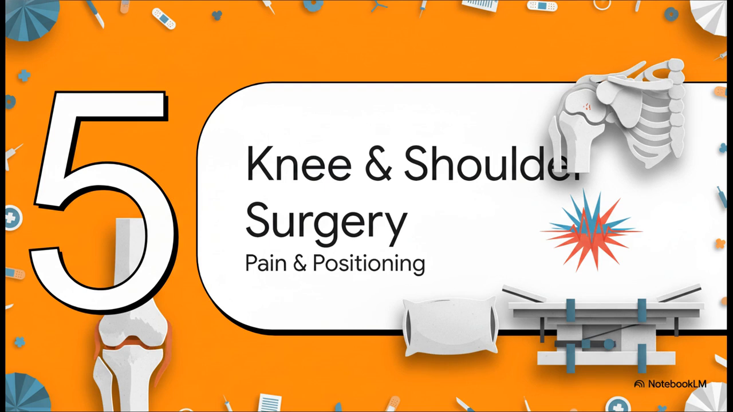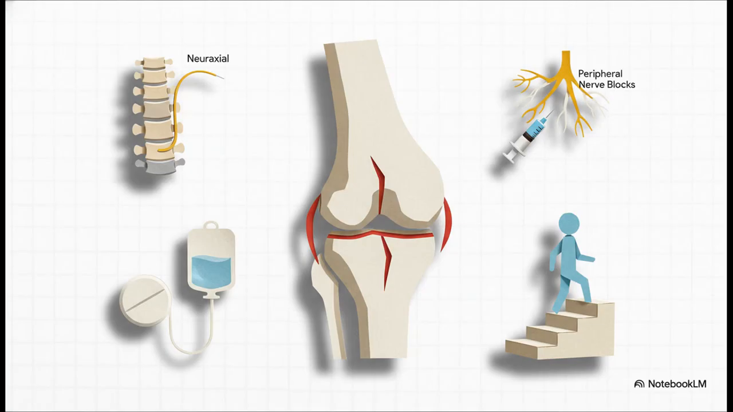All right, let's move on from the hip and discuss two other major joints, the knee and the shoulder. Each one presents its own unique set of challenges, particularly when it comes to postoperative pain management and patient positioning. The absolutely crucial point for a total knee arthroplasty, or TKA, is pain. These procedures are notoriously more painful than hip replacements. Because of that, our primary goal is to facilitate early and aggressive physical therapy, which is completely impossible without excellent pain control. This requires a true multimodal approach.